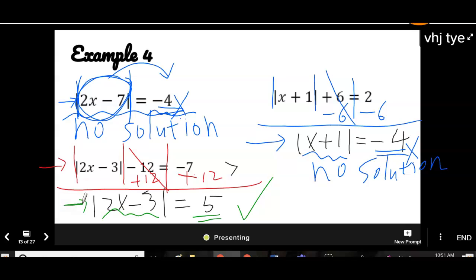Only when you have a clean equation, you can decide whether it has a solution or not. If it equals a negative number, no solution. If it equals a positive number, there is a solution, and you're going to keep solving it. Okay.